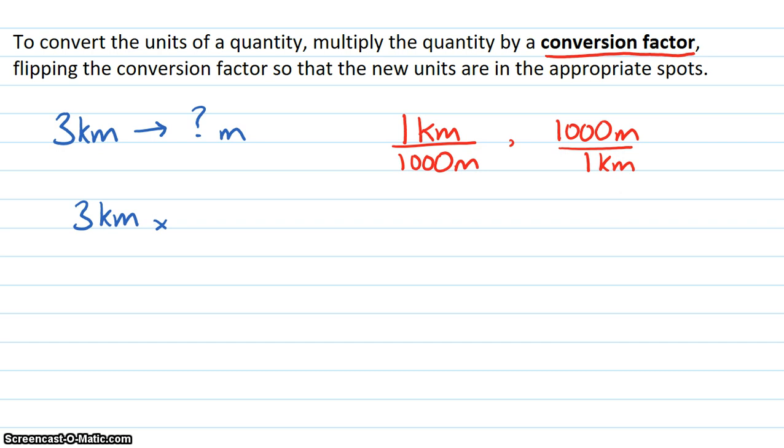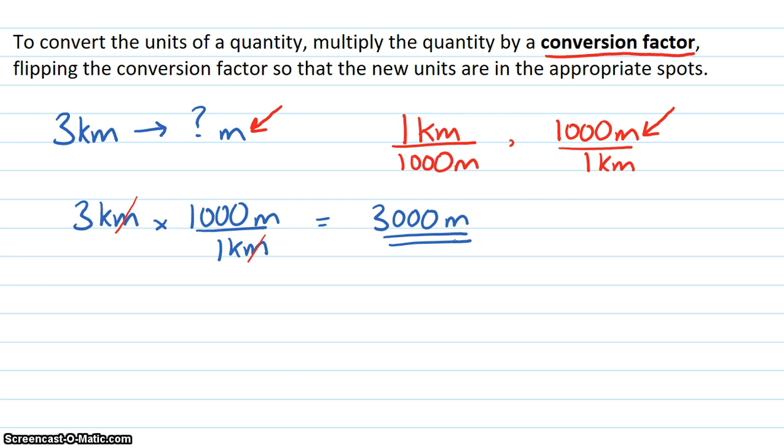The ratio we choose has the unit we want, which is meters, in the place we want it, which is the top line. So the 1,000 meters over 1 kilometer is the ratio we want to choose. So we take our 3 kilometers, and multiply that by 1,000 meters divided by 1 kilometer. What's going to end up happening is kilometers cancel out, and you're left with 3 times 1,000, which equals 3,000 meters. So 3 kilometers equals 3,000 meters.